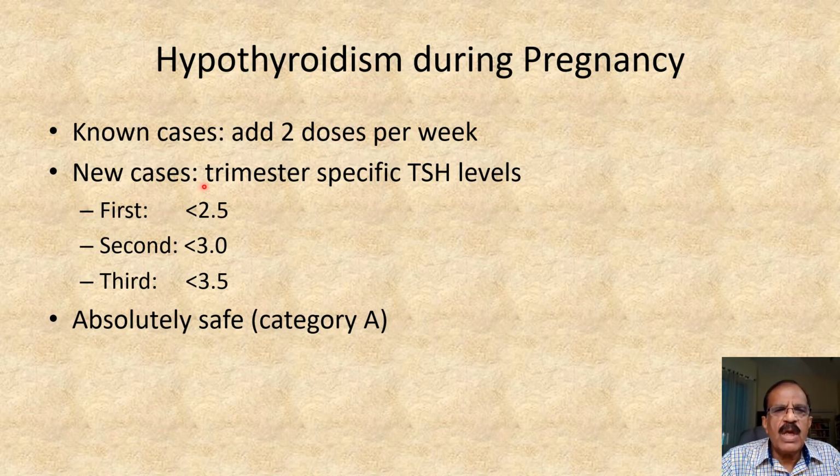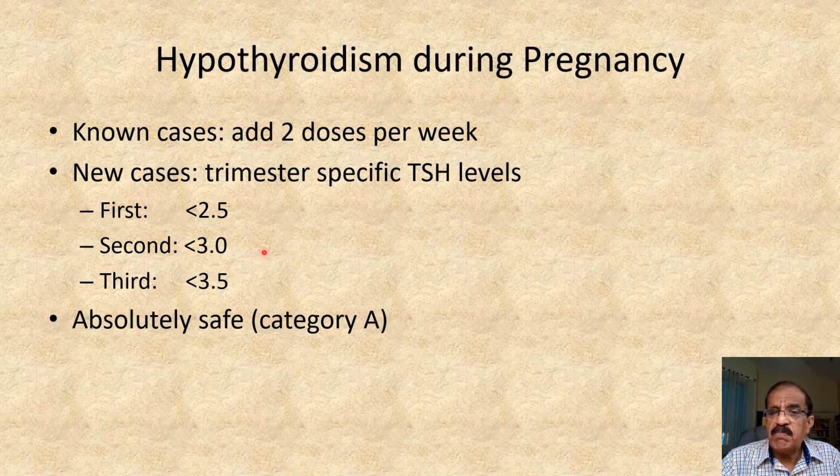Or if it is a new case, or if you want to go by trimester specific TSH levels, if you have the facility of going for perfection, then these are the TSH levels. For the first trimester, TSH should be less than 2.5. In the second trimester, TSH should be less than 3, and in the third trimester, it should be less than 3.5 to maintain absolute euthyroid state.